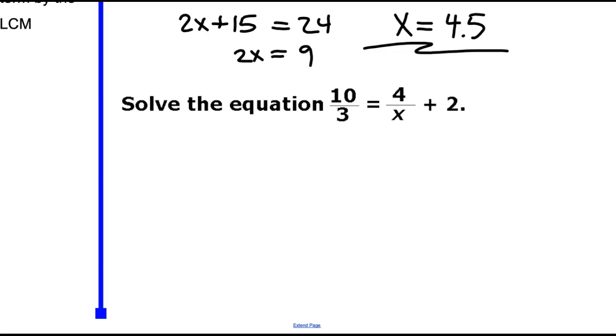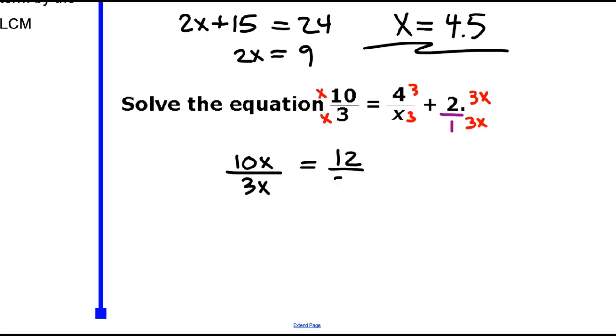But we're putting the cart before the horse here a little bit. So let's go ahead. Let's get a common denominator between 3 and x. That's over 1. So a common denominator between 3 and x would be 3x. Multiply that one by x over x. The middle one by 3 over 3. And the last one by 3x over 3x. Clean that up a little bit. We're going to get 10x over 3x. That's the same as 10 over 3. Equals 12 over 3x. Plus 6x over 3x.